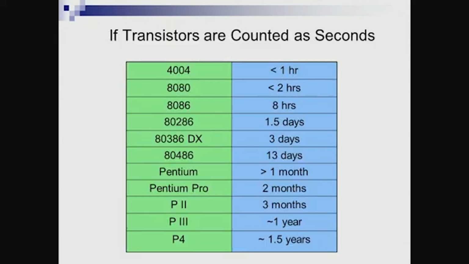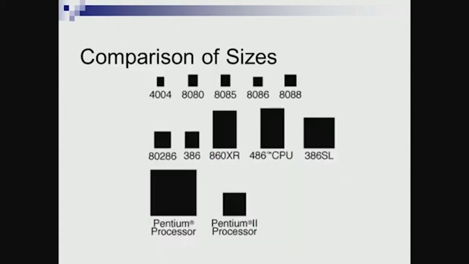Now, if you actually count the number of transistors per second, this is the Intel released data. The 4004 has less than 1 hour, that means less than 3600 transistors. The 8080 is about 2 hours, while the P4 is around 1.5 years. So, 1.5 into 365 into 24 into 60 into 60, that many seconds, that many transistors were there in the P4 as you see here.